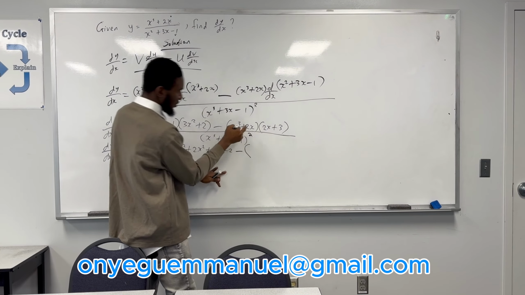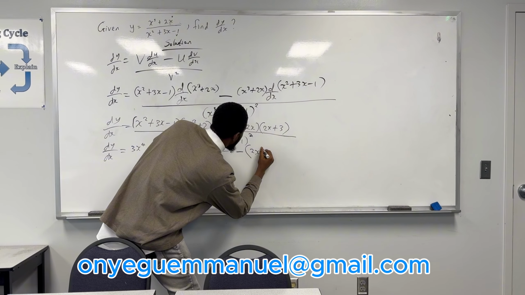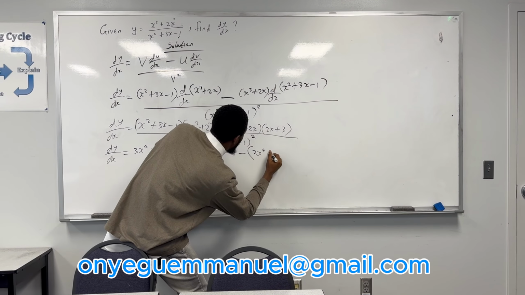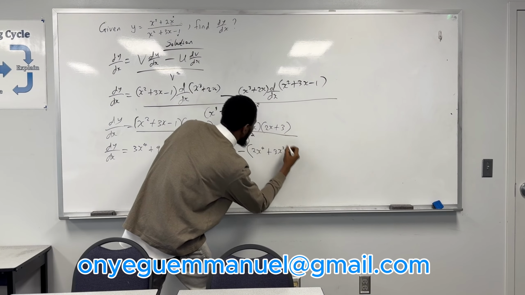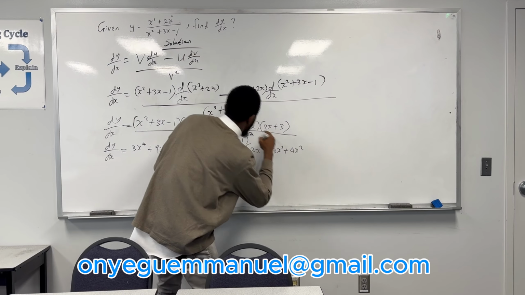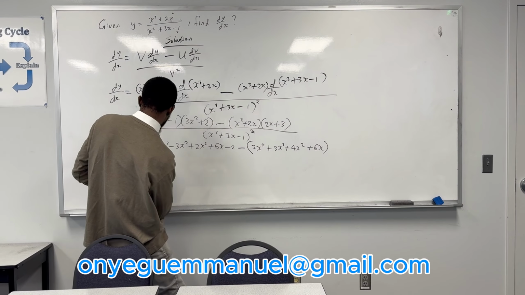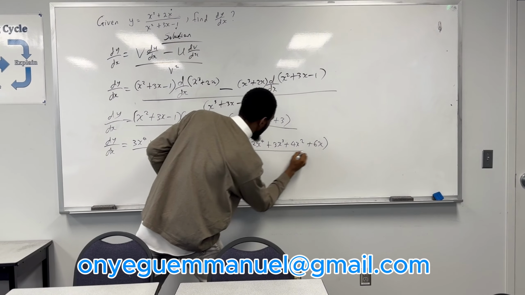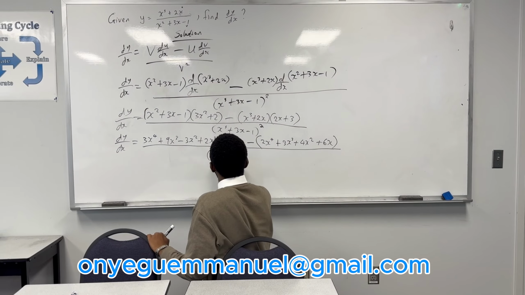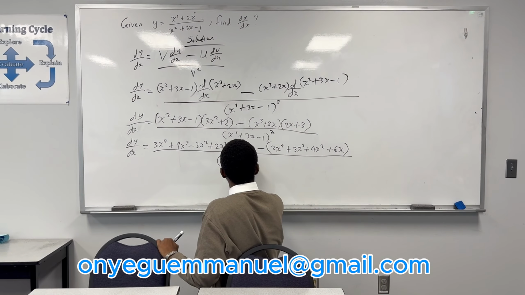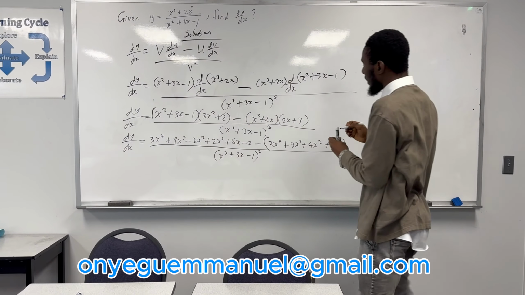Minus, you go back to this side. This multiplied by this, you have 2x to the power 4, plus this multiplied by this, you have 3x cubed. You have 4x squared. This multiplied by this, you have 6x, all over v squared, which is x squared plus 3x minus 1 to the power 2.